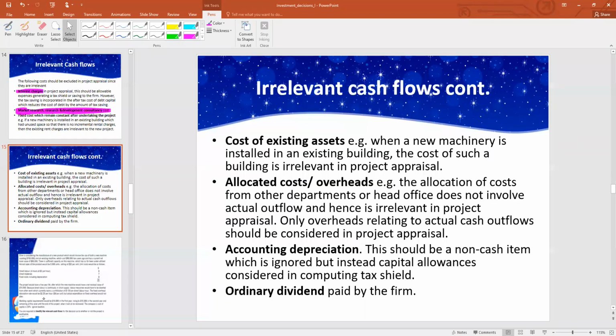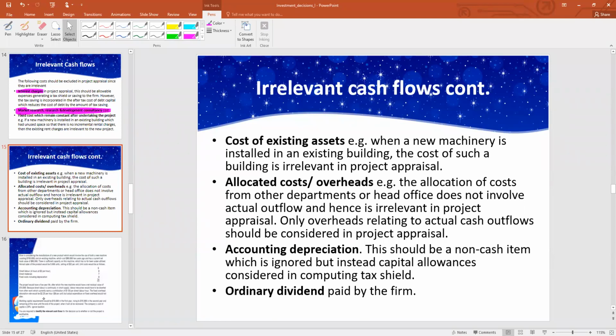Then the cost of the existing machine. You bought a machine in 2019, you paid 10 million. That's a past cost, you paid it already in 2019, so we don't consider it when we appraise the new investment. There are also no costs that are allocated or absorbed. I think you may have done that already in MA. Why are they absorbed? Because they are incurred elsewhere. They are not incurred by the investment, they are just being allocated to the project.